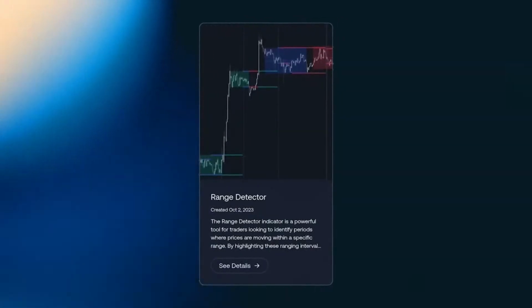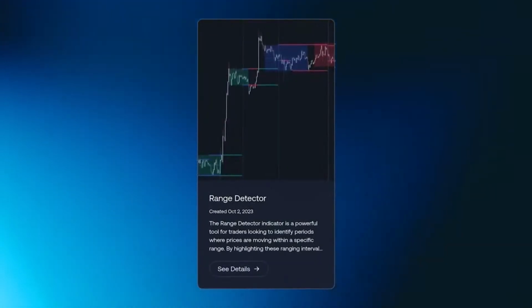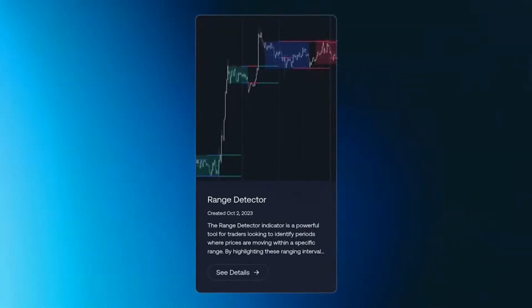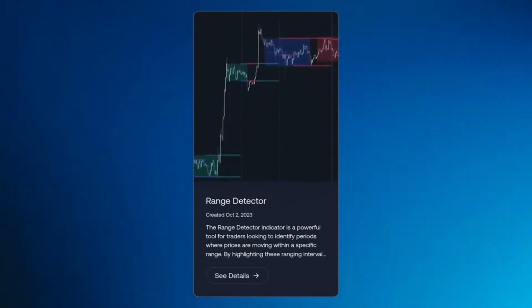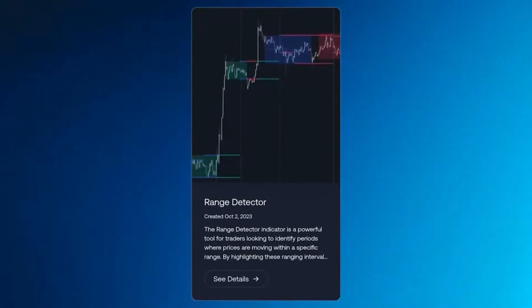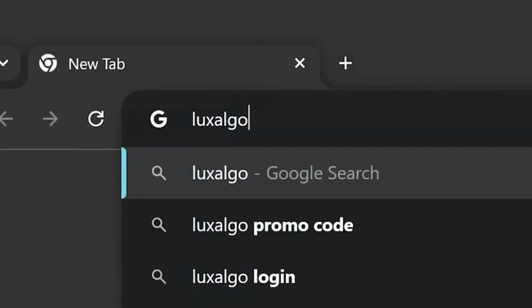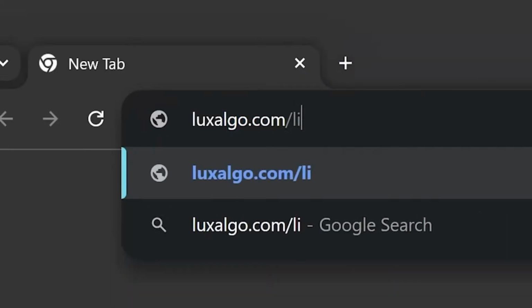Now, that's just a glimpse of how the range detector can level up your market analysis. We hope this walkthrough gave you a solid understanding of how it works and how to integrate it into your own strategy. You can start using the range detector right now, completely free, at Lux/library.